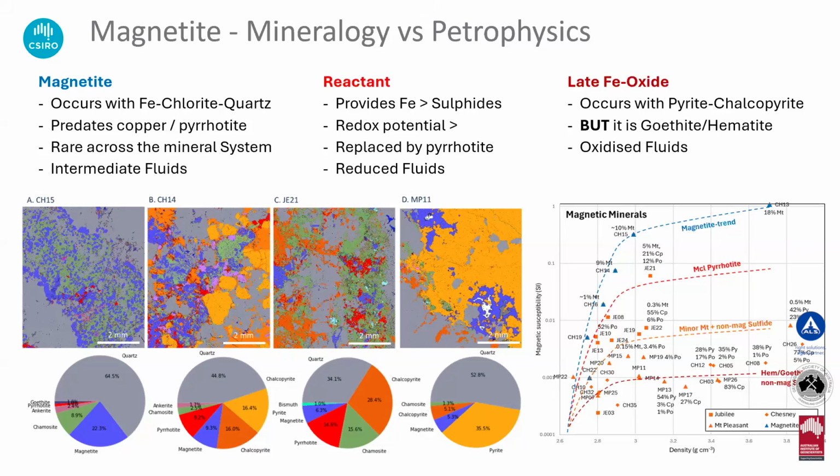So it's basically early. What it is, is a reactant. It's providing redox potential for overprinting sulfides.